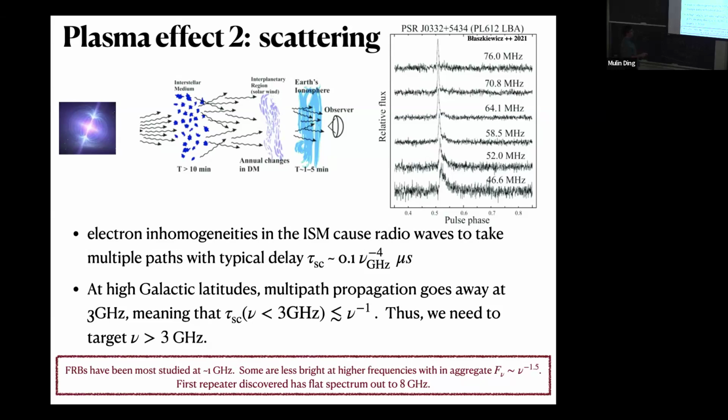And so if we want to be able to time our FRB signal to less than the inverse of the frequency, then this makes it so that we have to observe frequencies greater than 3 gigahertz. At frequencies less than 3 gigahertz, this effect is just too big. So we're forced to observe somewhat higher frequencies than most FRBs have been observed.